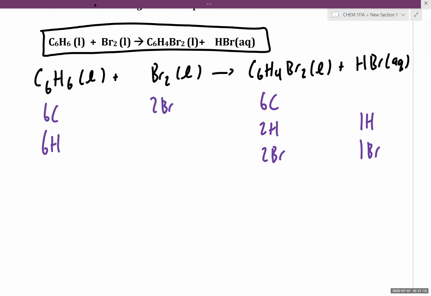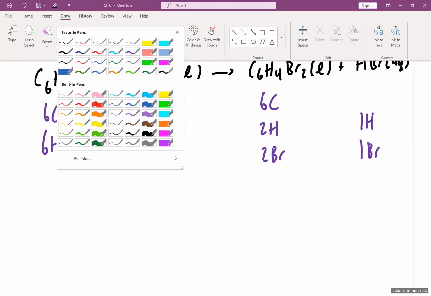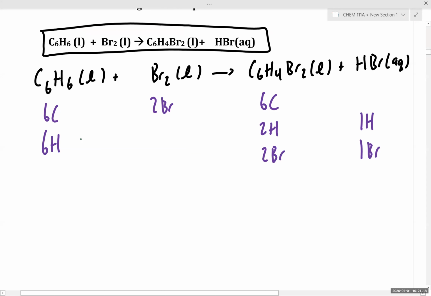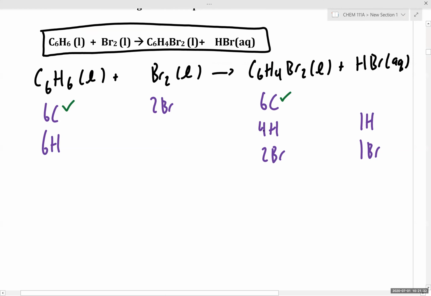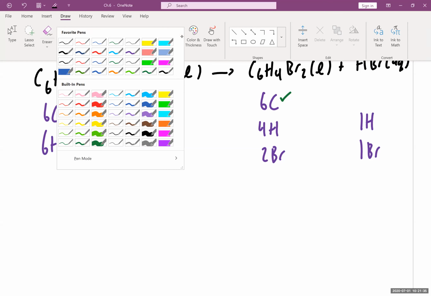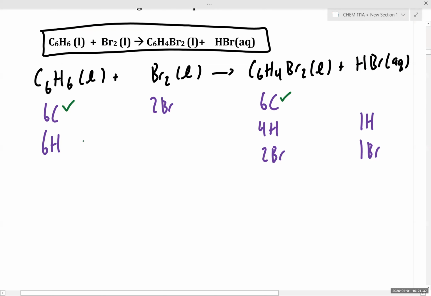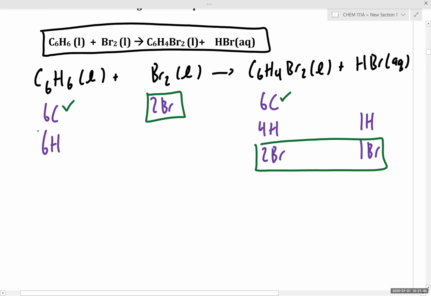Okay, so let's check and identify which elements are unbalanced. Carbon, we're good to go. Same number of atoms of each element on each side. So that should be a 4. Sorry about that. Okay. Now looking at bromine, I have 2 bromines on the left. I have 3 bromines on the right. So bromine, we still need to balance. Hydrogen, I have 6 hydrogens on the left and 1 hydrogen on the right.